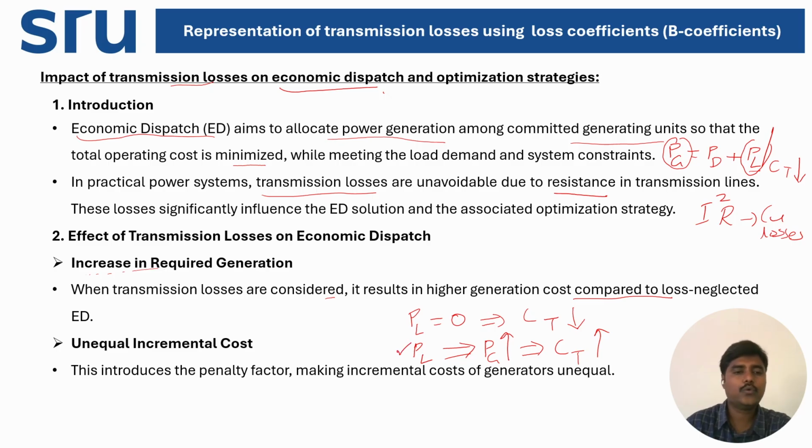Because of this reason, whenever you consider the transmission losses, we have to consider one parameter called the penalty factor. This penalty factor takes care of how much excess power is required to meet these transmission losses. At the same time, whenever you consider the penalty factor, the total cost of generation is also quite high compared to the ideal case. So this penalty factor plays an important role when you consider the real power system.